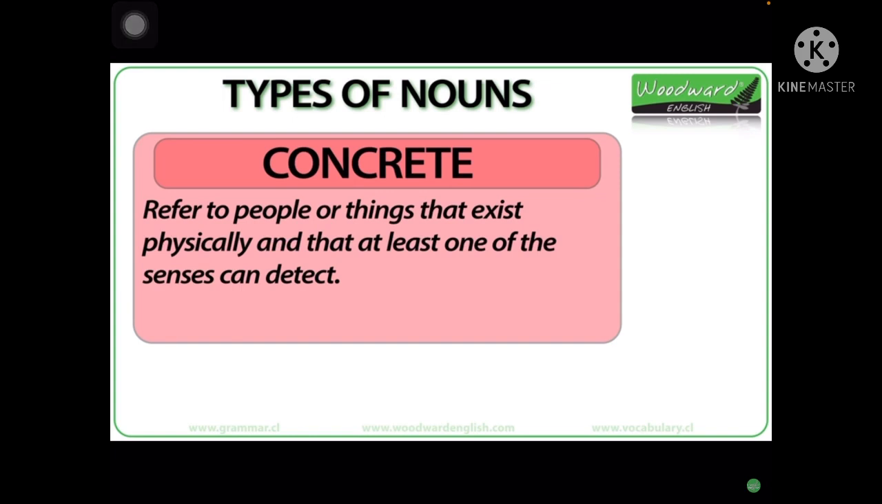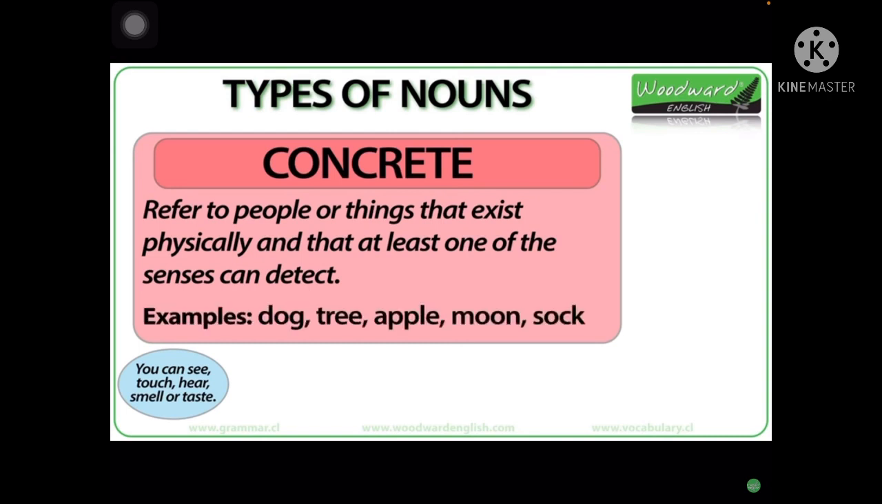or things that exist physically and that at least one of the senses can detect. This means you can see, touch, hear, smell, or taste it. Some examples of concrete nouns are dog, tree, apple, moon, and sock.